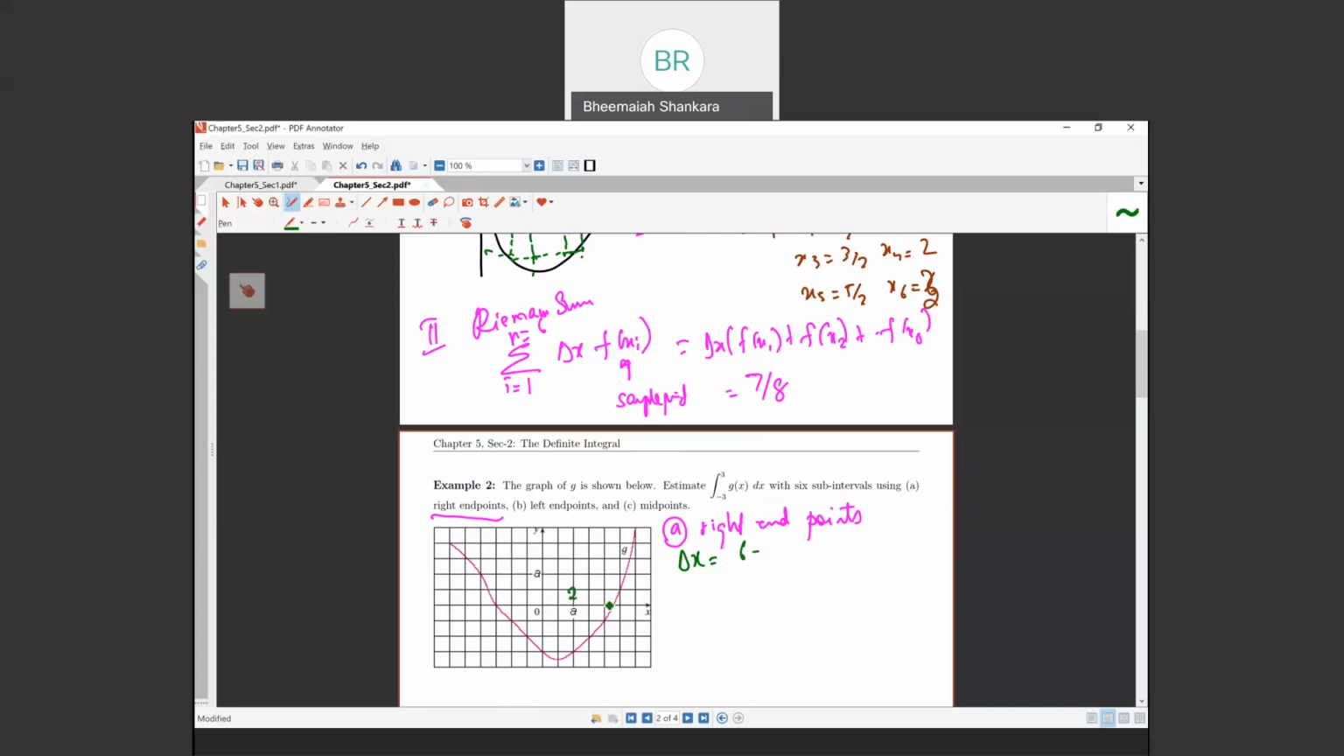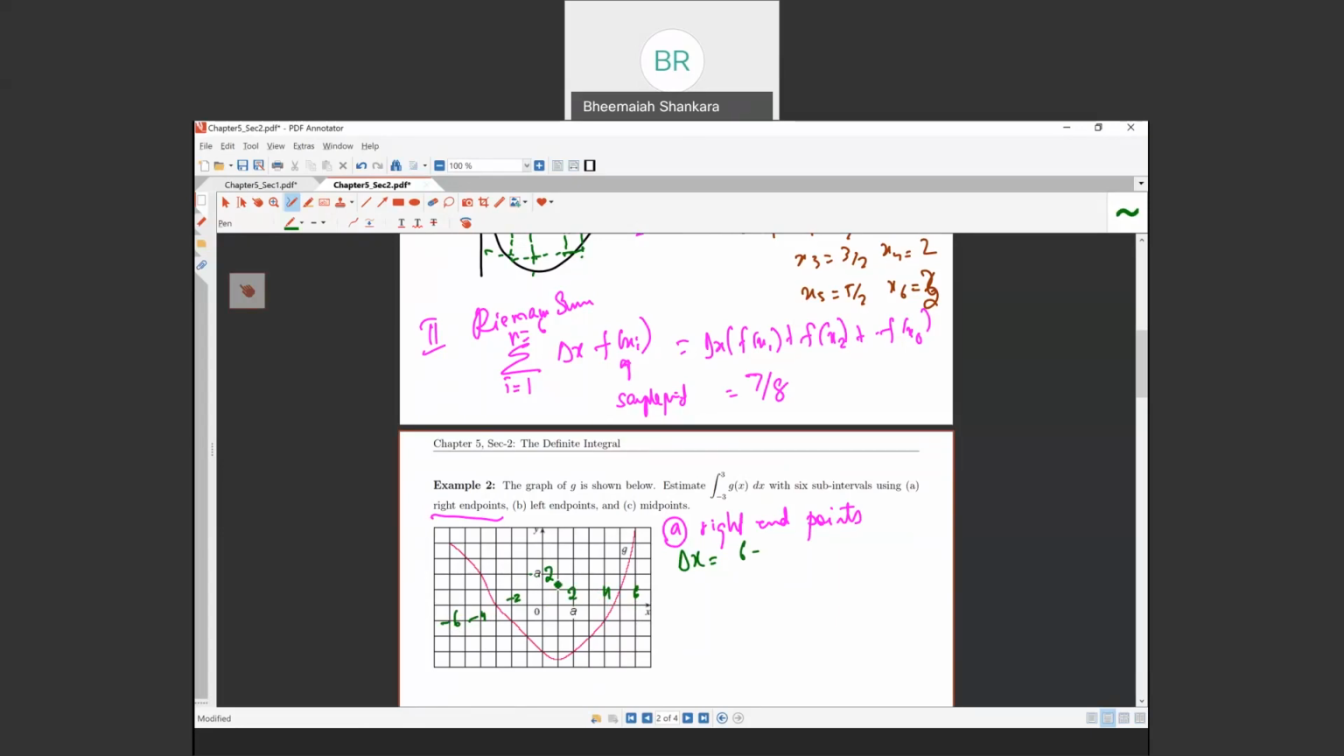This one is 2. So this is 4. And the last one is 6. Similarly, we have -2, -4, -6. And this is 2 here on the positive y-axis.